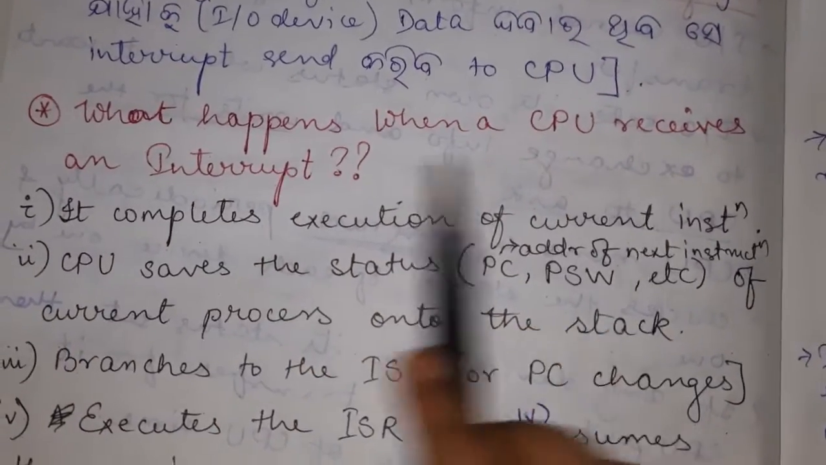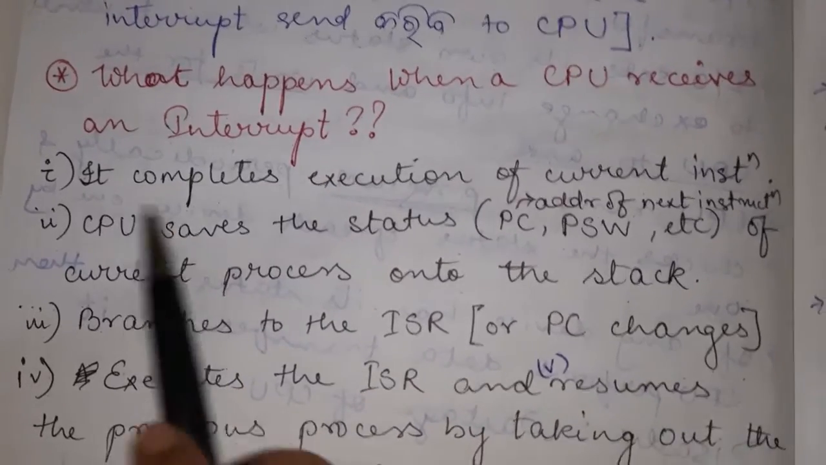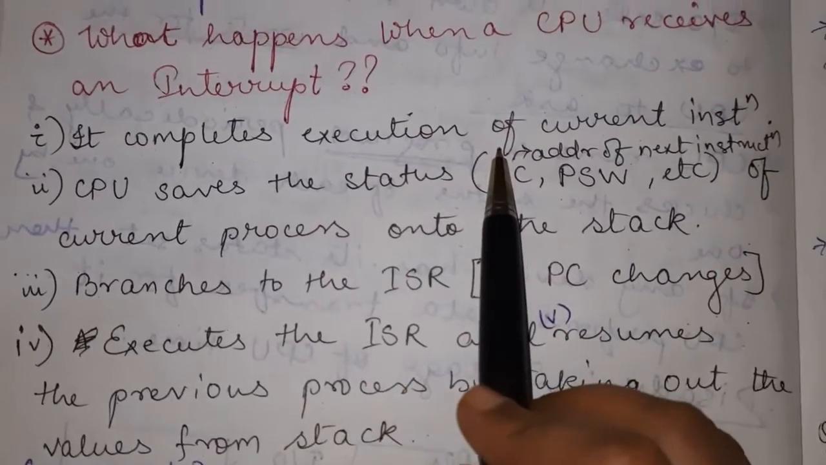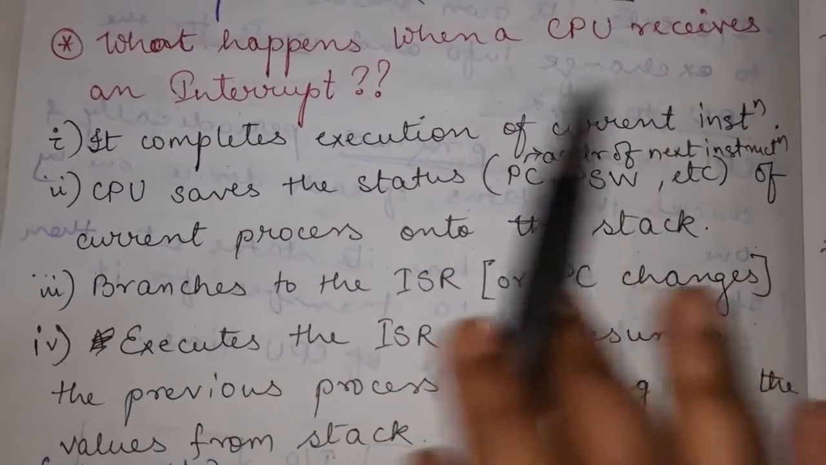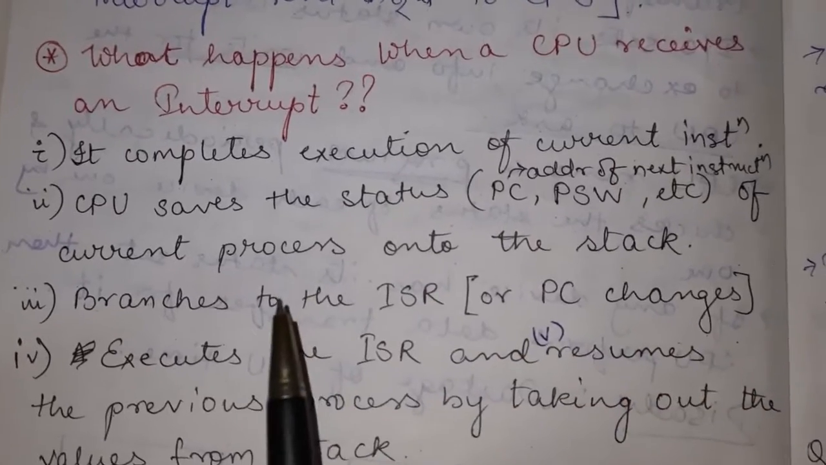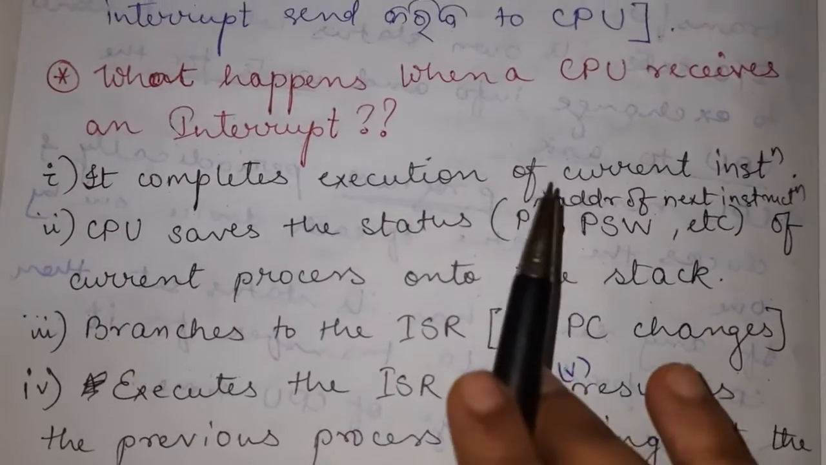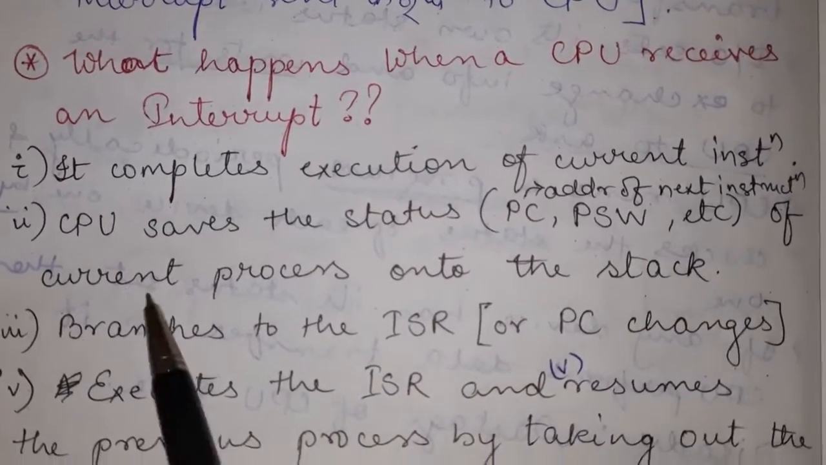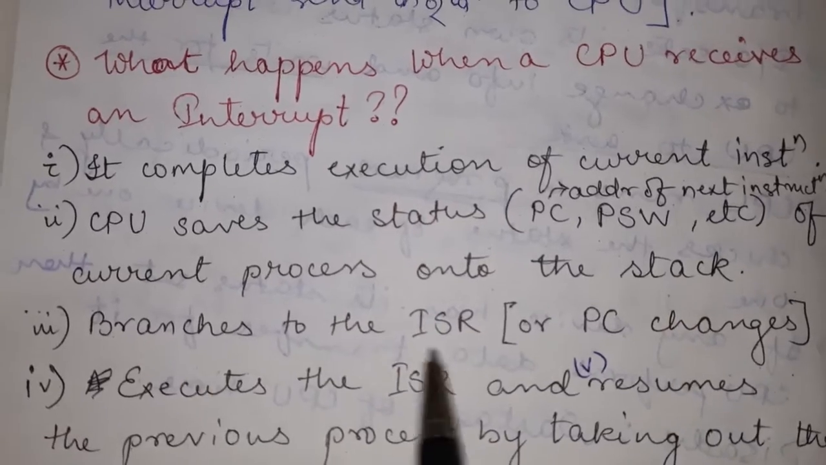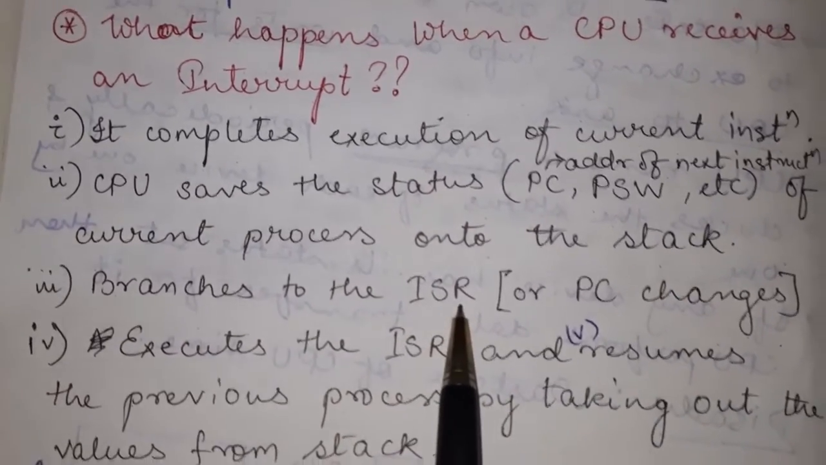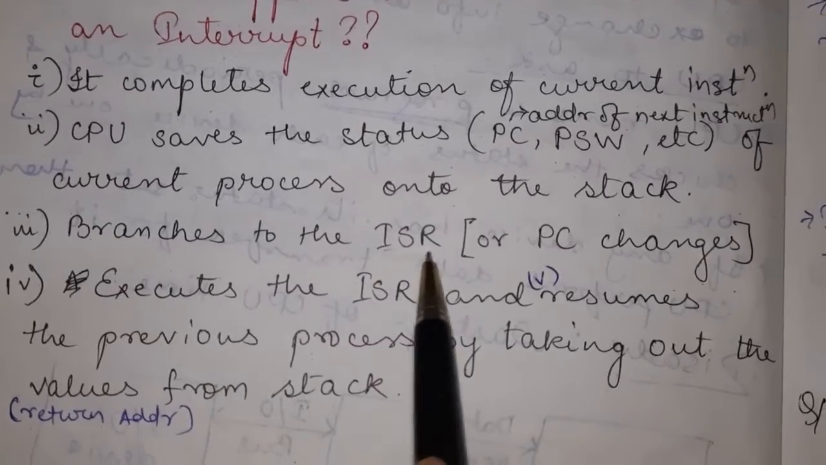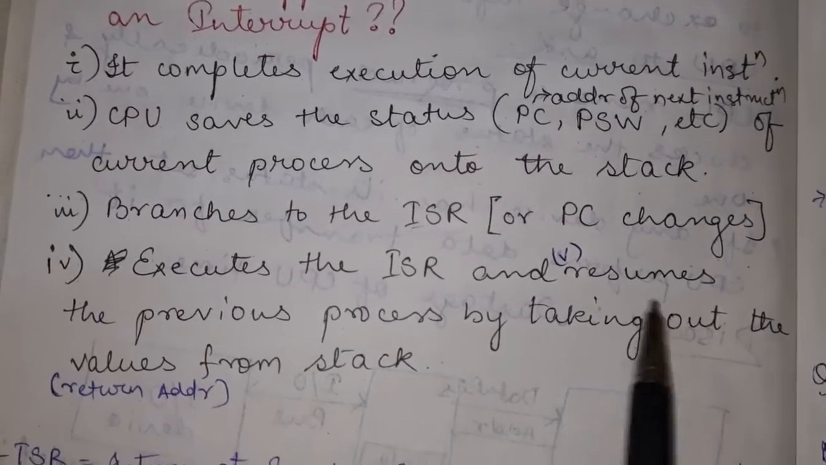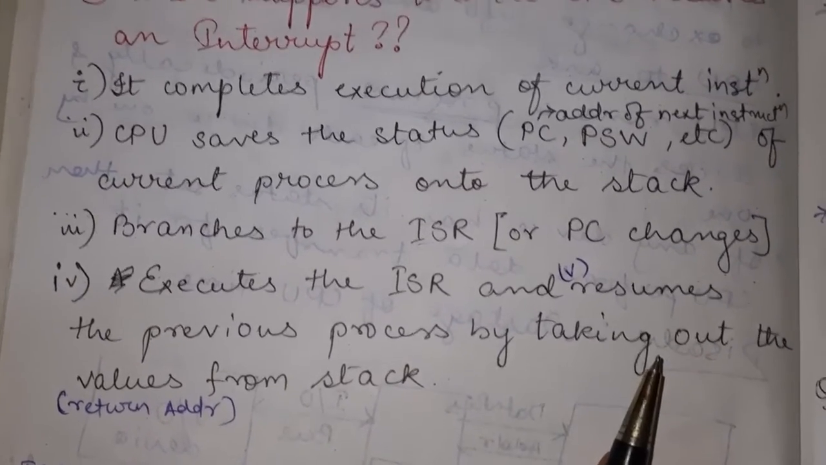So what happens when a CPU receives an interrupt? Means what are the steps involved? What is the sequence of steps? First, whatever the CPU was doing, it will complete its instruction. Then the CPU will save the status of the current process onto the stack. Then the PC changes to the interrupt service subroutine, ISR. Then it will execute the ISR and then resume back to whatever process it was executing.